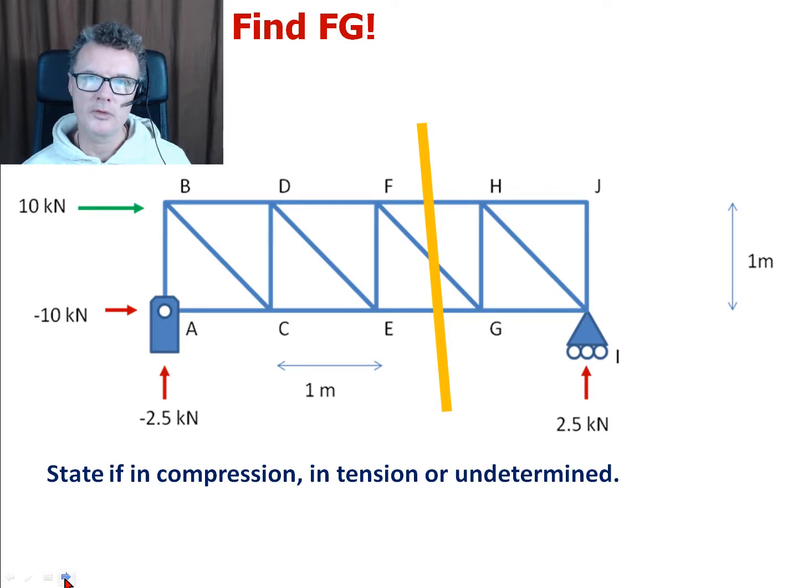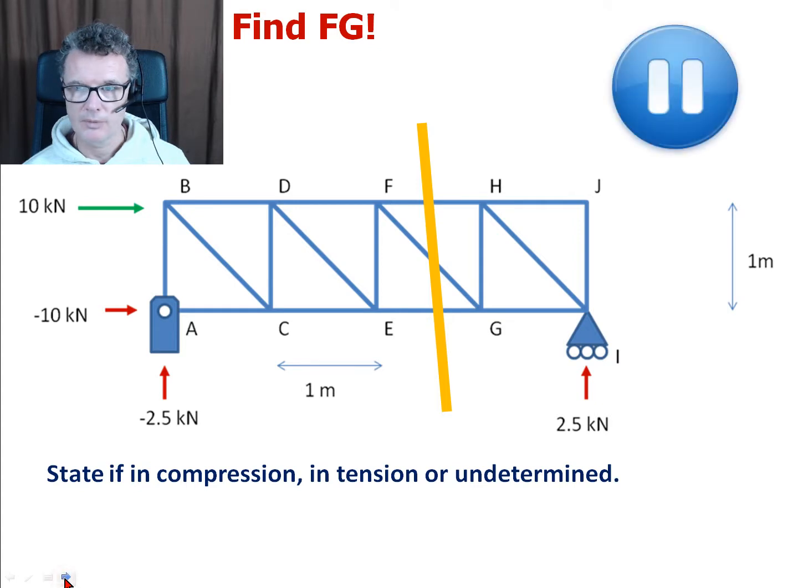So we're looking for the FG force only. It makes sense to make a cut through that member and then to use method of sections to try and find FG. So the next challenge is to pause the video at this stage and then try and work out what FG is. How would you resolve it for FG?